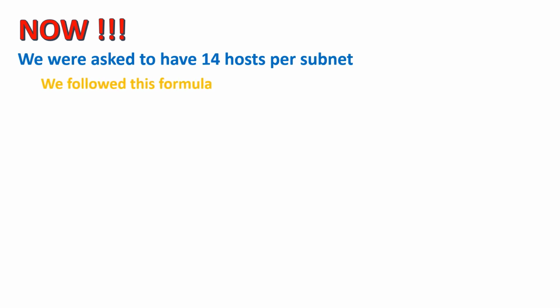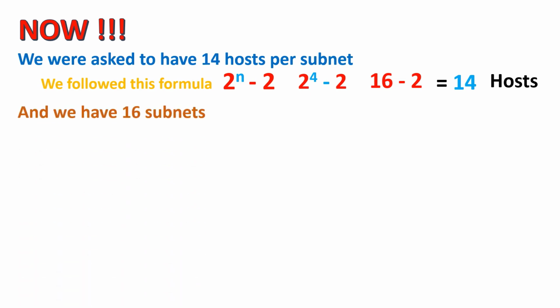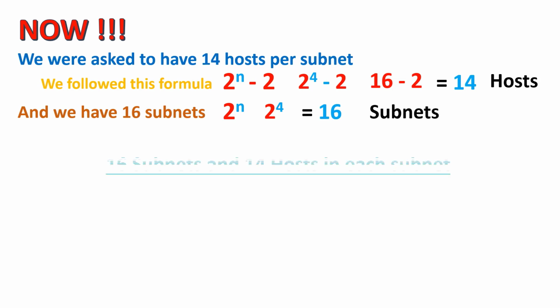Now, we were asked to have 14 hosts per subnet. We followed this formula of 2 to the power n minus 2 to configure how many hosts per subnet. 2 to the power 4 minus 2, which is equal to 16 minus 2, and this is our 14 hosts. And we have 16 subnets when we follow this formula of 2 to the power n, which was 2 to the power 4, which gives us 16 subnets. 16 subnets and 14 hosts in each subnet.